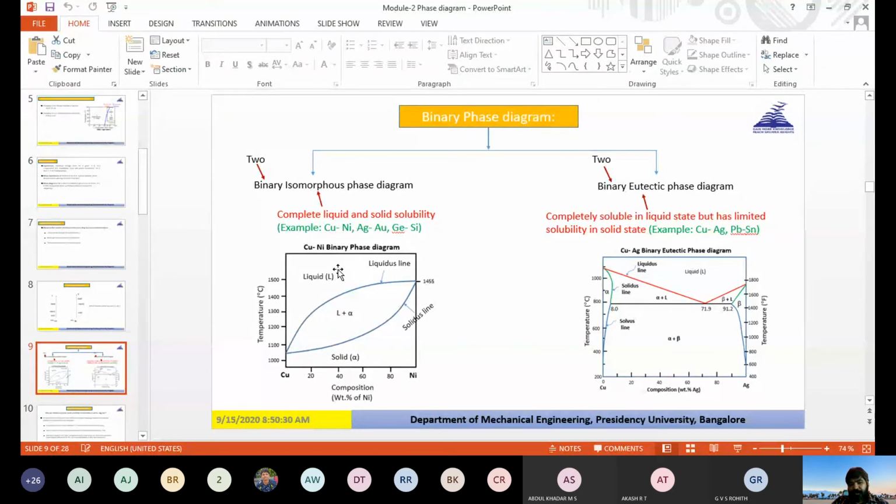Now suppose I ask you what will be the phases present in the copper nickel system of 48% nickel at 1200 degrees Celsius. Then you just see here, 1200 degrees Celsius, 40% nickel means it is going to be in this region.